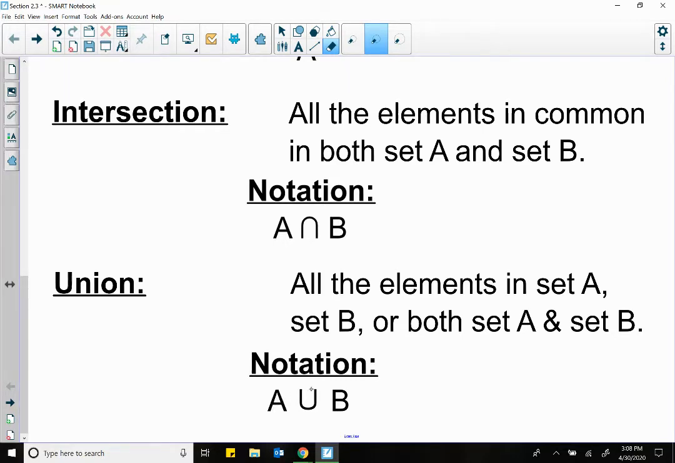Okay? So this is A union B. This is A intersect B. Okay? So notice the difference. Intersection is an upside down U, or sometimes I call it an N. And then the U is for union. Union. See, they match. All right.